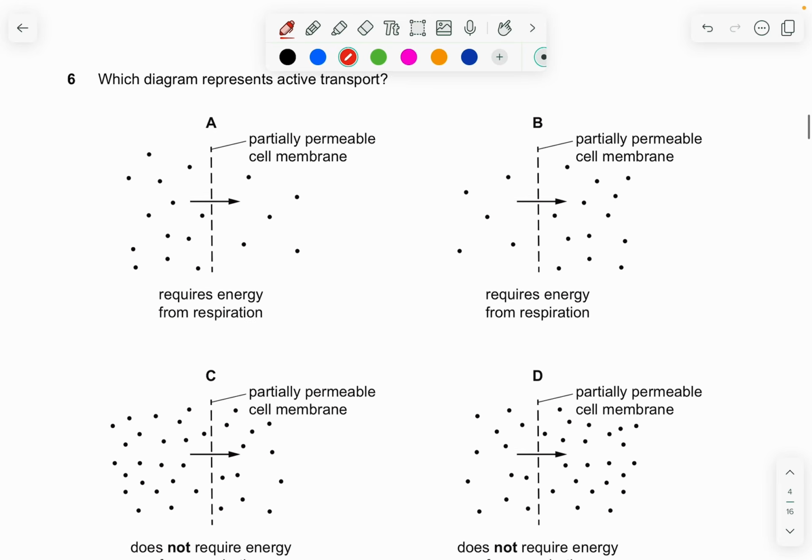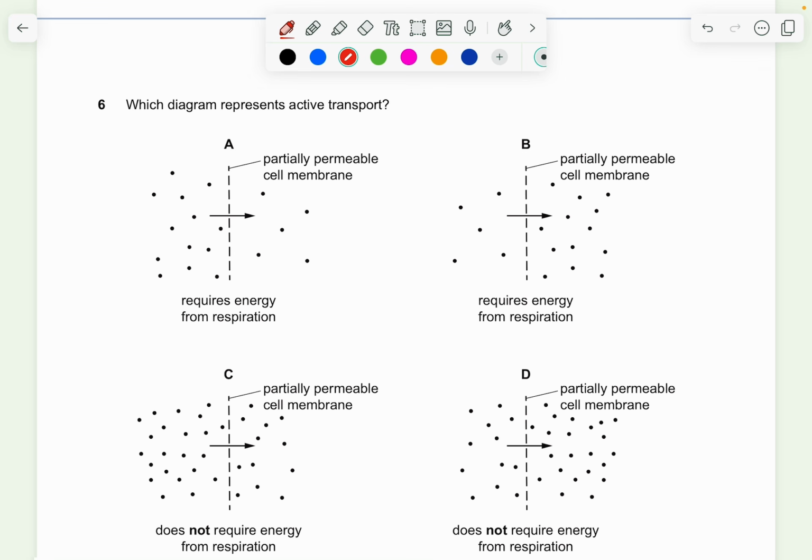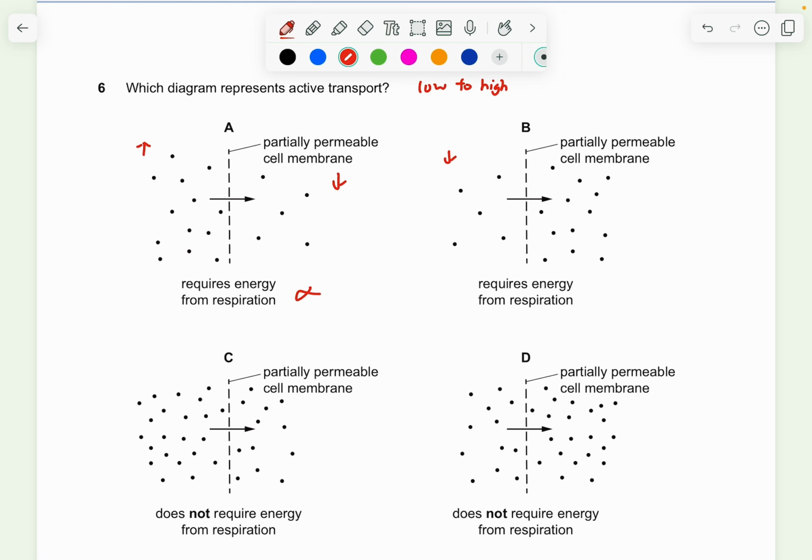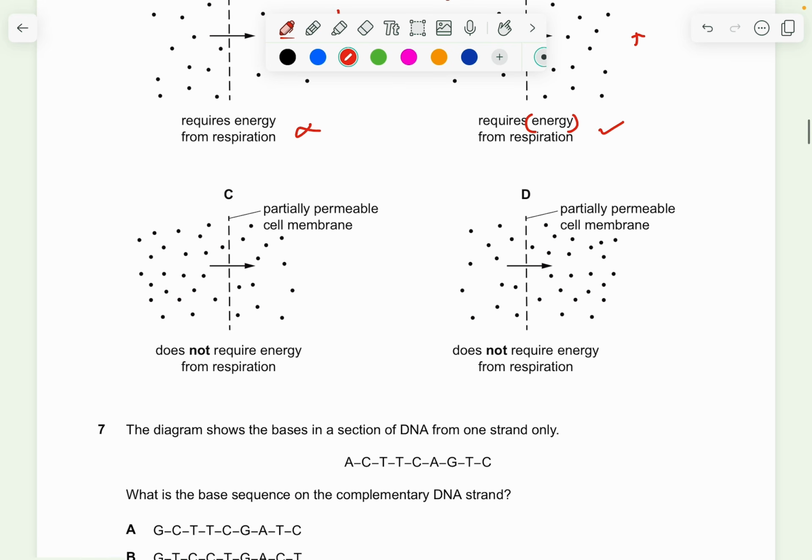Question 6. Which diagram represents active transport? So you go back to your understanding of the definition, that it's going against the concentration gradient. So it's always from lower to higher concentration. Let's see for each of the options. For option A, you can see that it's going from a lot of molecules to few molecules. So the first one is not correct. For B, you can see from the left-hand side, there's a lesser amount of molecules and there's a larger amount on the other side, and it requires energy. So this is correct. But let's see for C and D.